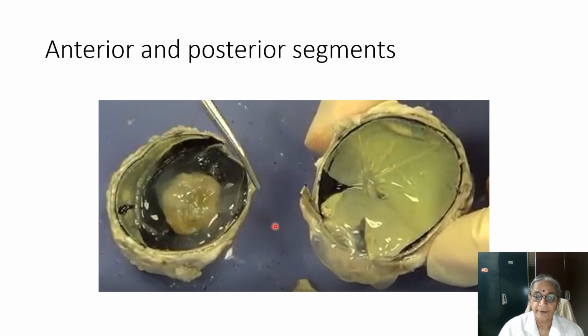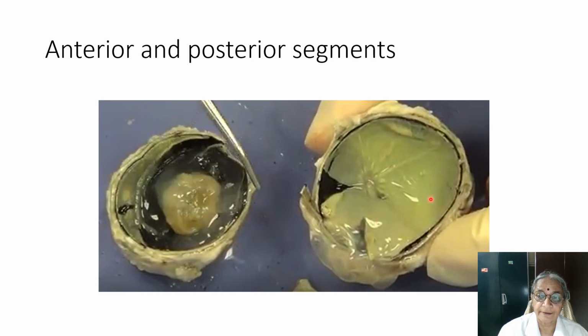Now, the aqueous has come out and it is here. You are seeing the thin fluid. Now, it is made into an anterior segment and a posterior segment of the eyeball. And this jelly-like substance which you are seeing is the vitreous humor. Here also you are seeing it in relation with the anterior segment.